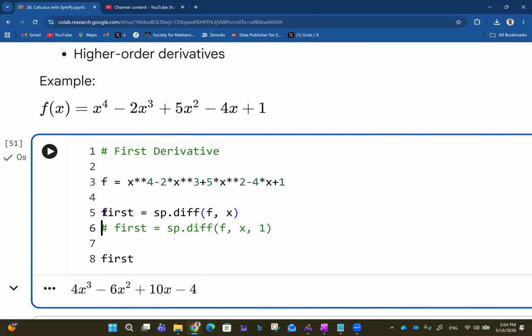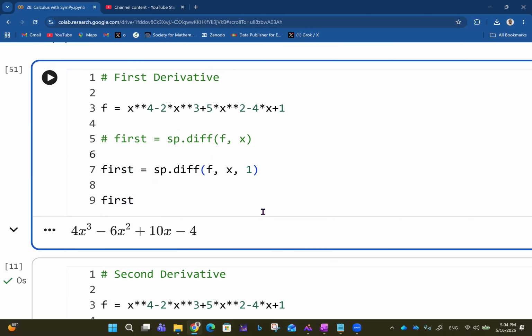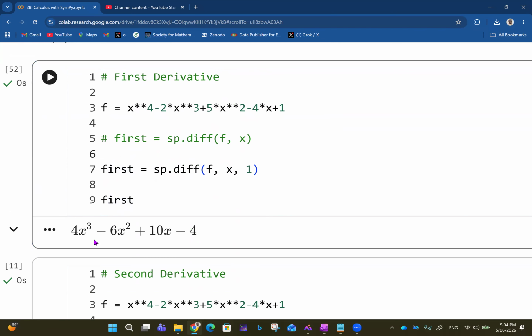But you can specify explicitly the order at which you're differentiating. This is important for higher orders. So here you have f comma x comma 1, which means you are differentiating the function f with respect to x, for one first derivative only. If you do that, you get the same result, 4x cubed minus 6x squared plus 10x minus 1. So these are two ways of doing the same thing, but this particular way is important if you want to change the value for higher orders.